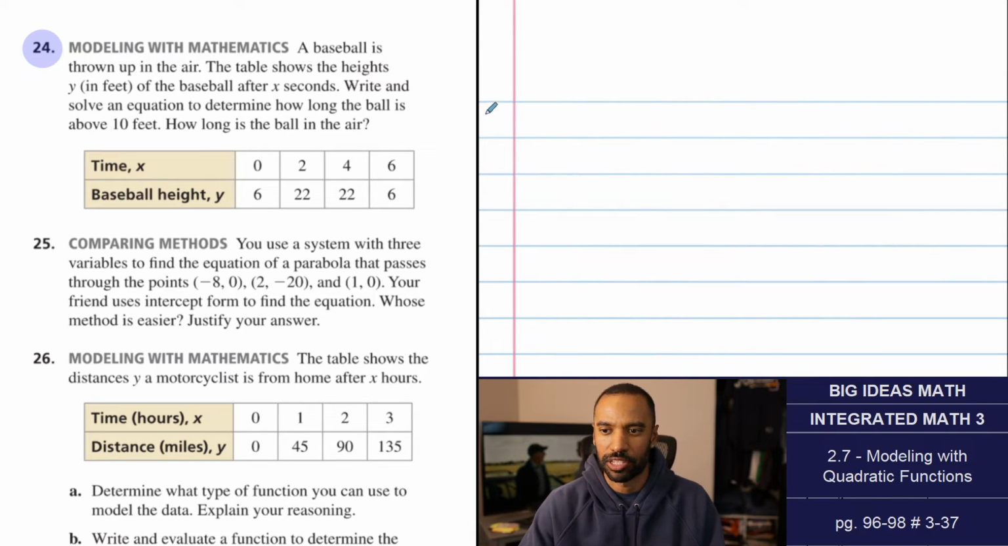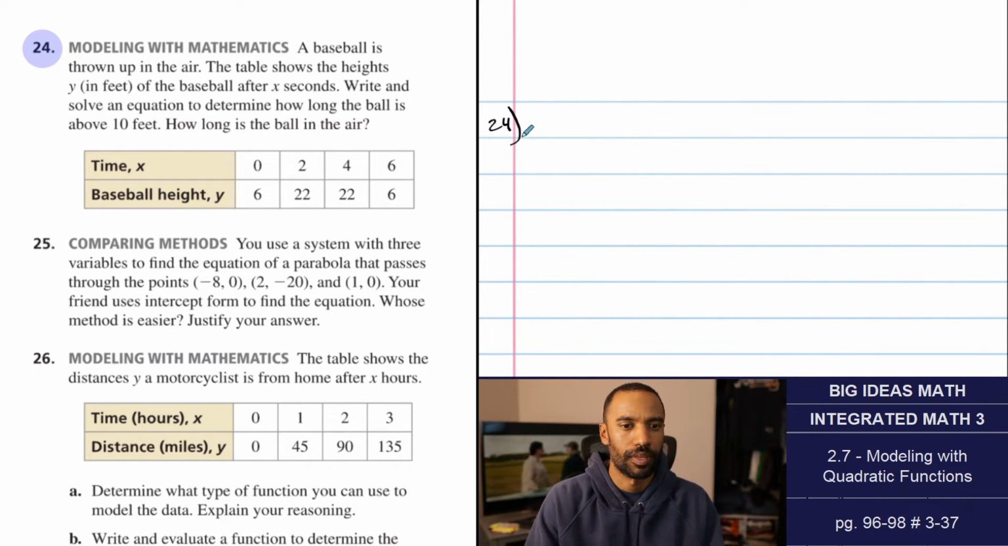Still modeling with mathematics, I say. A baseball is thrown up in the air. The table shows the heights, y, in feet of the baseball after x seconds. Write and solve an equation to determine how long the ball is above 10 feet. How long is the ball in the air?